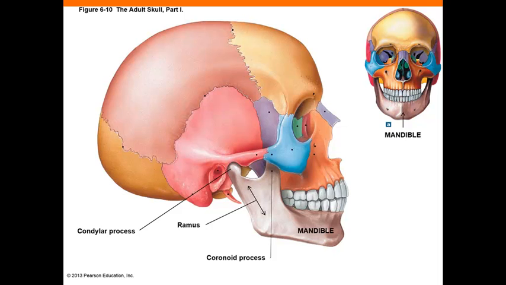The mandible is also known as the lower jaw. Its vertical process on either side is called the ramus. It extends up towards the temporal bone. The posterior process of the ramus, the condylar process, articulates with the mandibular fossa of the temporal bone. Anteriorly, the coronoid process is the attachment point for the temporalis muscle that closes or clenches the jaw.